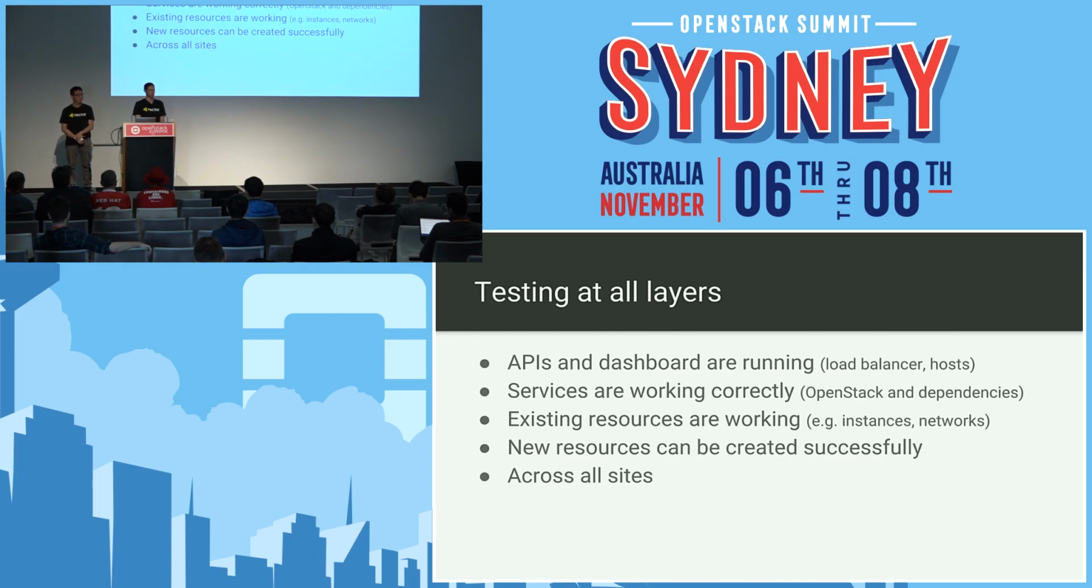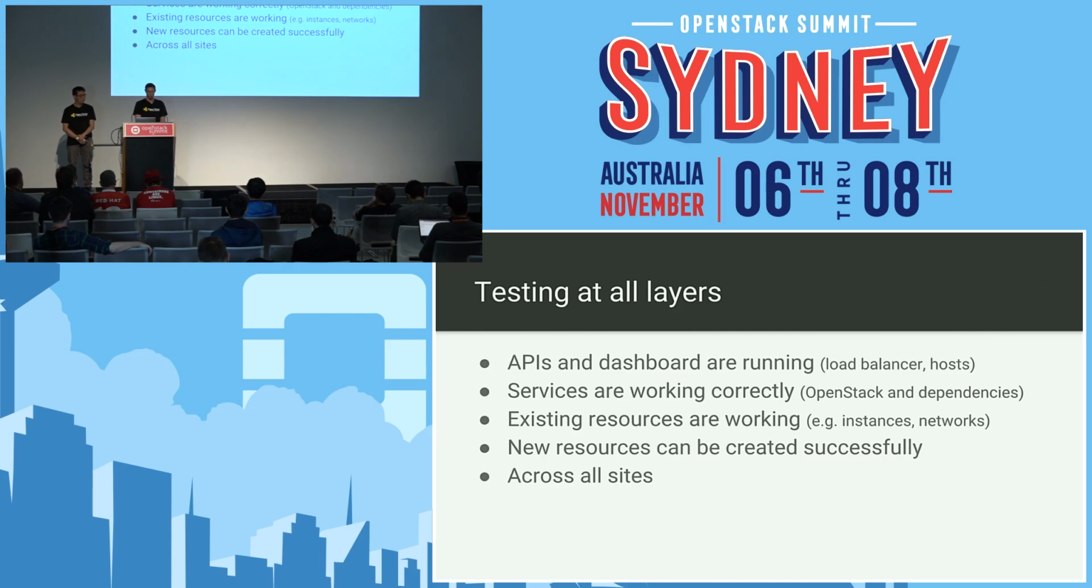And then we want to test that the existing resources are already working. So it's one thing if your API service goes down, users can't create new resources. What about those virtual machines or networks or other resources that users might have? Are they still operating? Are they able to still connect to them?